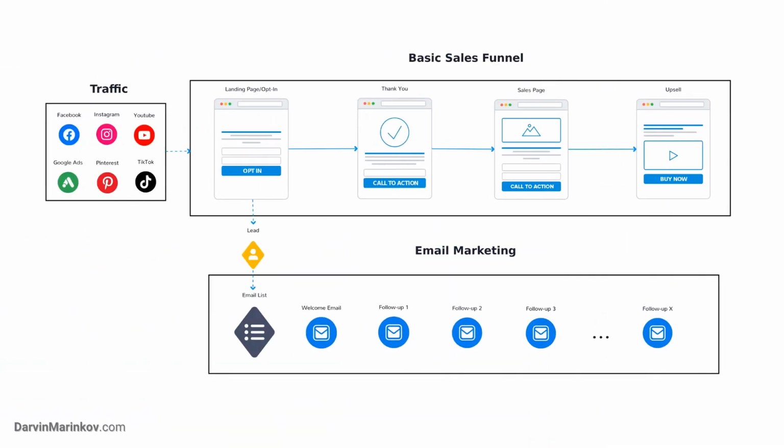Now, if you go back to the scheme, you can see that these are the exact elements that my sales funnel has. When we click the link, we go to the landing page with an opt-in form. Then we get to the thank you page, and from there to the sales page. And if we had gone even further, we would have seen the upsells. Okay, so I showed you how my sales funnel works in practice, but how do you build one?